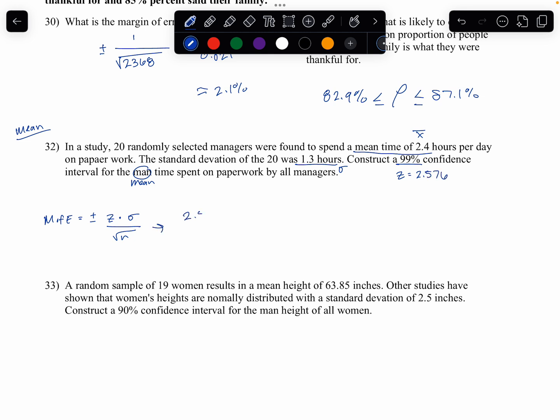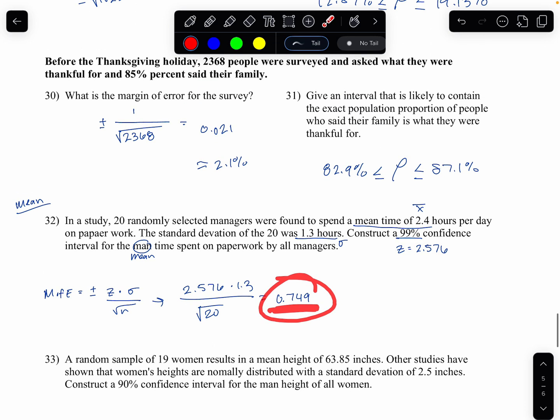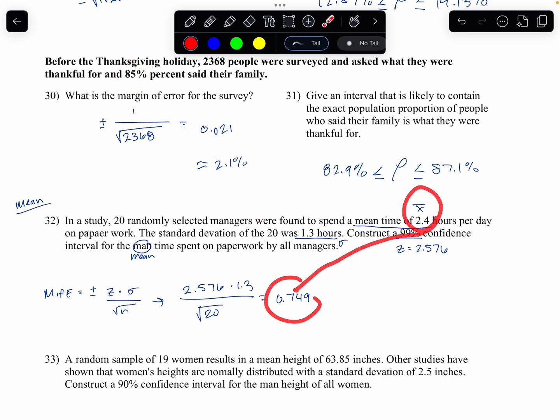So we'll do 2.576 times 1.3 all over the square root of 20, which was our sample size. So our margin of error, 2.576 multiplied by 1.3 and divided by the square root of 20, and I get 0.749. Do not convert this to a percentage because we're not applying the margin of error to a percentage. We're applying it to the actual value of the mean.